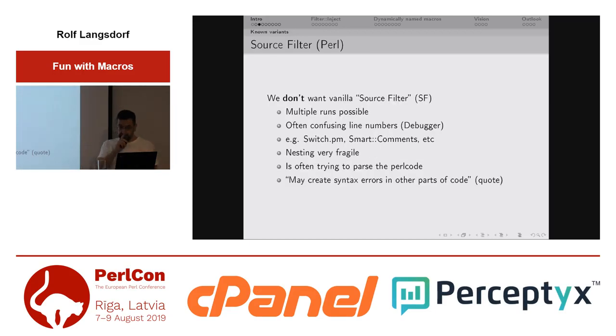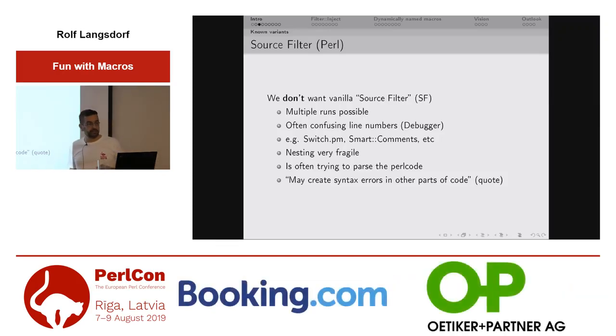Then we have source filters in Perl, which are practically hated. And we don't want vanilla source filters, because source filters allow multiple runs. And they may confuse the line numbers. By including new code, the code gets expanded and the line numbers are different, so the debugger doesn't know anymore which code it is debugging.